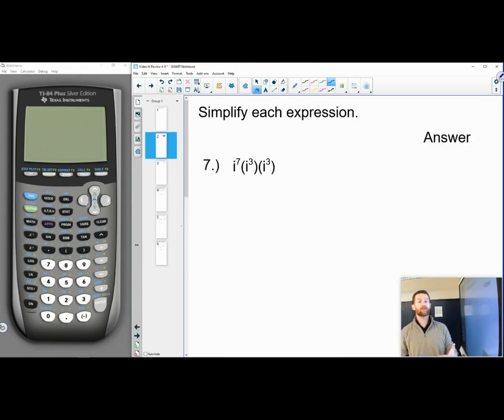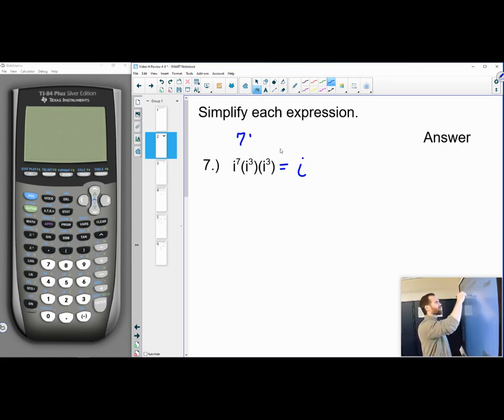So we're going to start with number 7. It says simplify each expression, and we have to simplify i to the 7th times i to the 3rd times i to the 3rd. Now there's not just one way to do this. What I would personally do is rewrite this expression as a single i to a power. We just have to figure out what that power is. And whenever we're multiplying expressions with common bases, we add the exponents. So essentially we do 7 plus 3 plus 3.